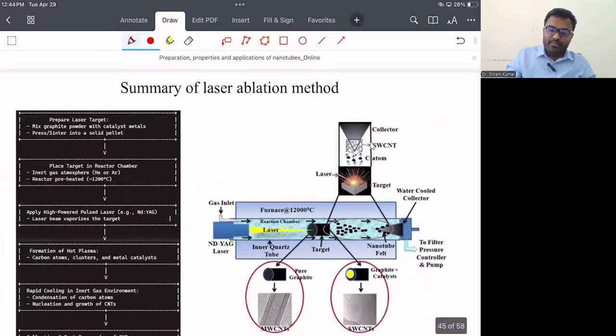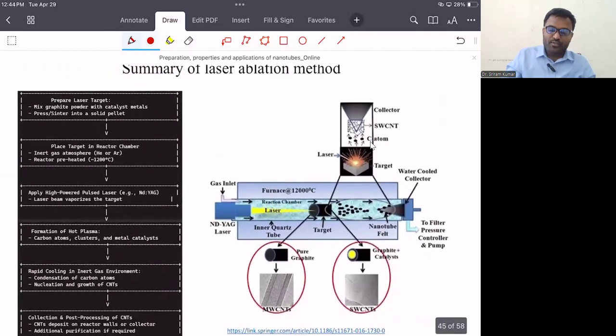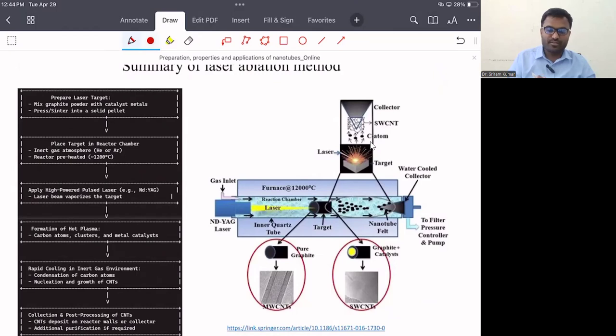Okay, so in the laser ablation method, first and foremost we need to talk about the laser. What kind of the laser parameter we should use? So first is the target synthesis. In this target, we need to use this graphite material, and that is mixed with this catalytic metal. And the second is about this kind of the reaction chamber. What kind of the conditions we use?